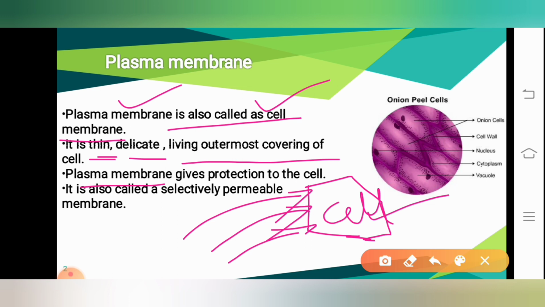For example, if you look at the peel of the onion which we observed under the microscope, we saw some important things. Firstly, we observed the cells. Some room-like structures we observed and called them cells. And these cells are covered by some kind of protection. They have a boundary, and this boundary we call a cell membrane or the plasma membrane. This cell membrane is giving protection to the cell.